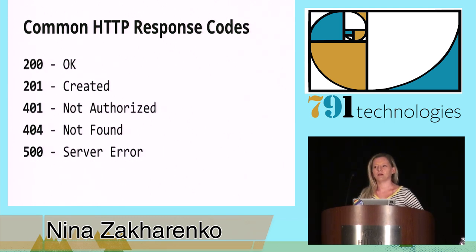And here are some common HTTP response codes that you'll probably see when you're using your API. So 200 is okay. If you call a post on an endpoint and a 201 is returned, that means that resource was created. 401 is not authorized, so the endpoint requires some sort of authentication, like a token, and you did not provide it. 404, a common one, the server did not find the resource that you requested. And 500 is a server error.